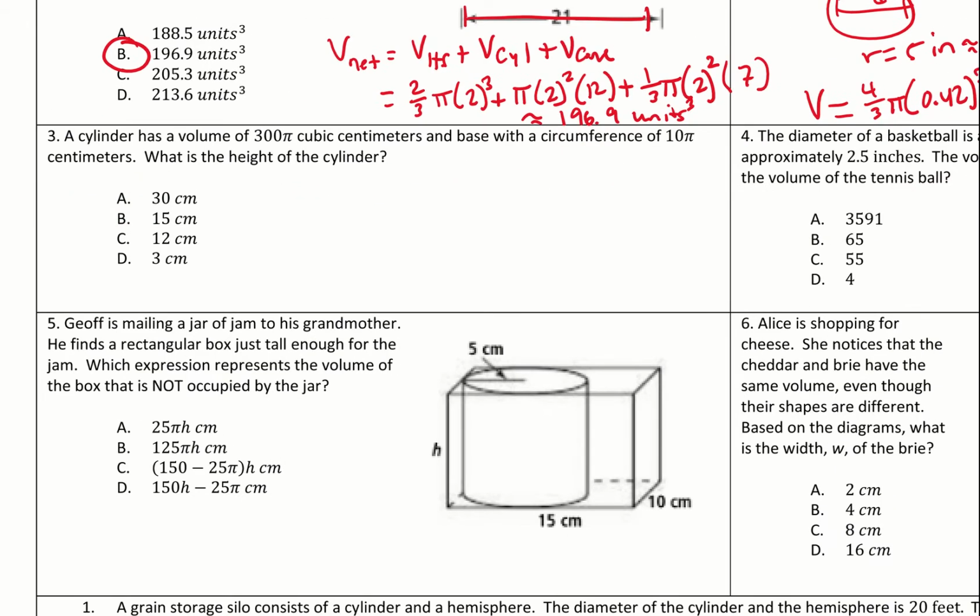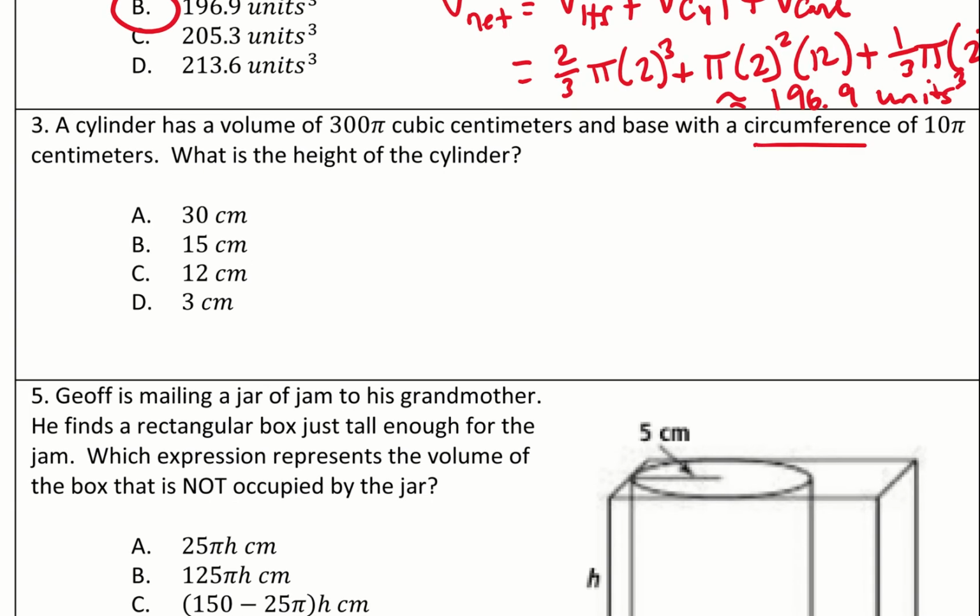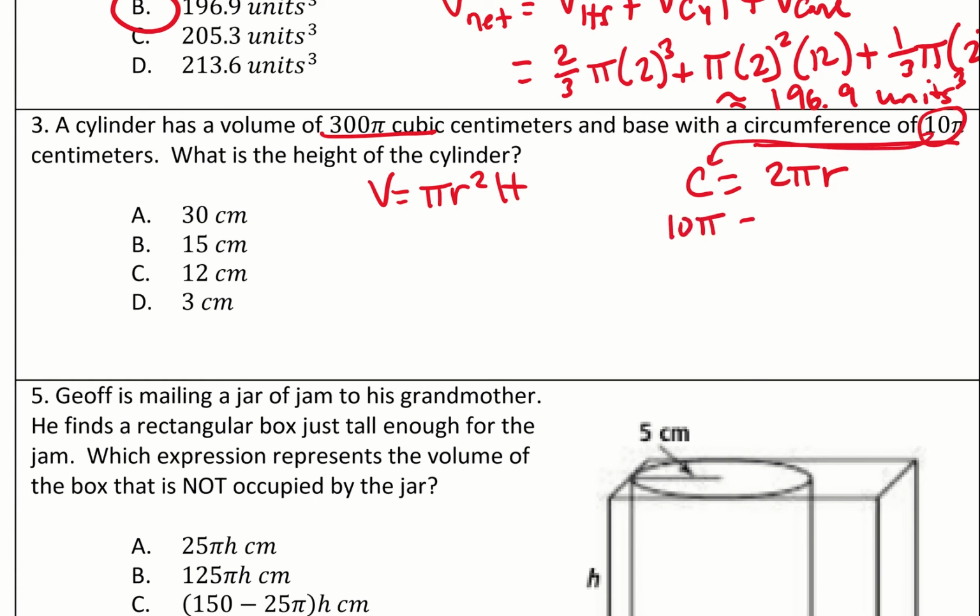All right, so for number 3, a cylinder has a volume of 300 pi cubic centimeters and a base with a circumference of 10 pi. So we need those two. So remember that the volume of a cylinder is pi r squared h. The circumference of a circle is 2 pi r. They give us 10 pi here, so let's plug that in for the circumference. And if you solve this and divide by 2 pi on both sides, you get that the radius is 5. So now we got the radius is 5 centimeters.